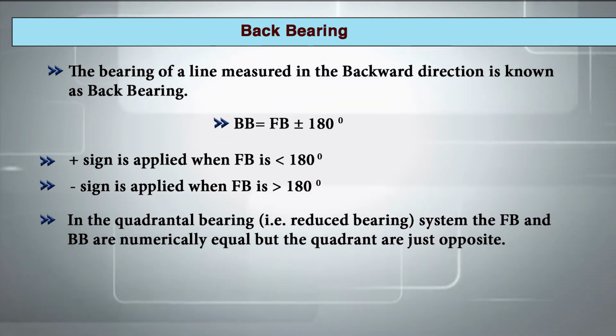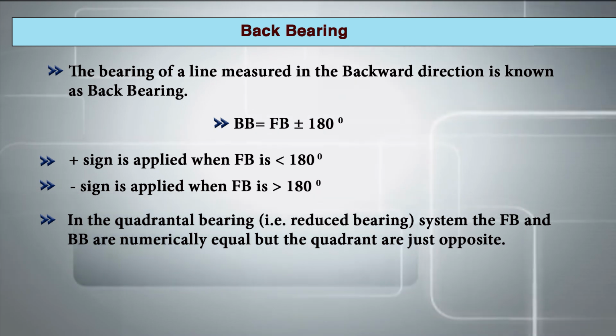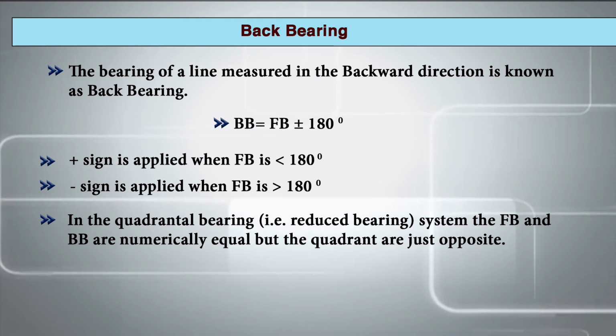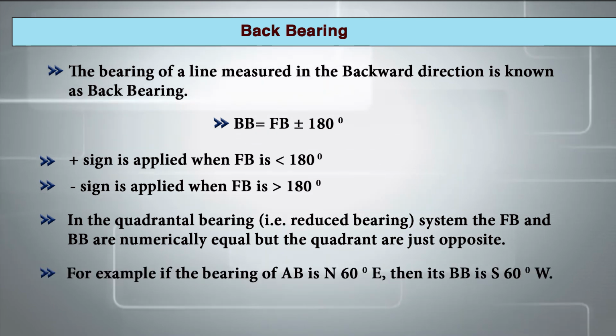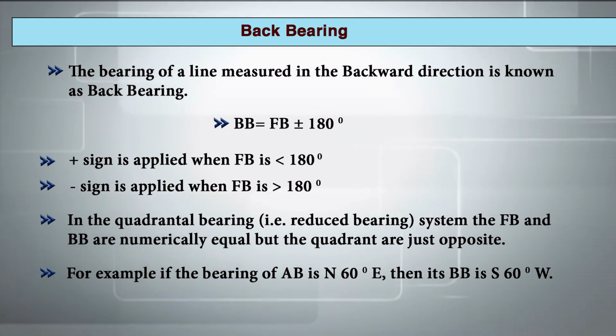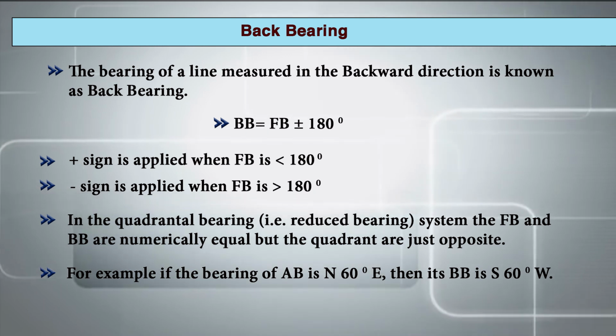In the quadrantal bearing, that is reduced bearing system, the forebearing and back bearing are numerically equal, but the quadrants are just opposite. For example, if the bearing of line AB is north 60 degree east, then back bearing is south 60 degree west. Now, let us take up some examples.